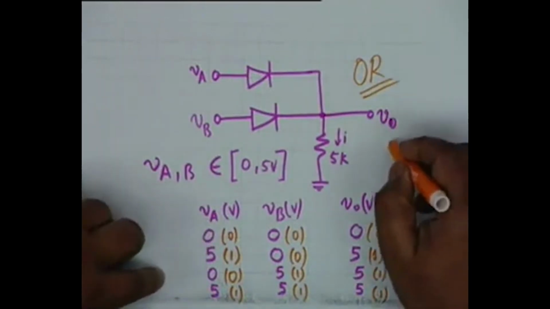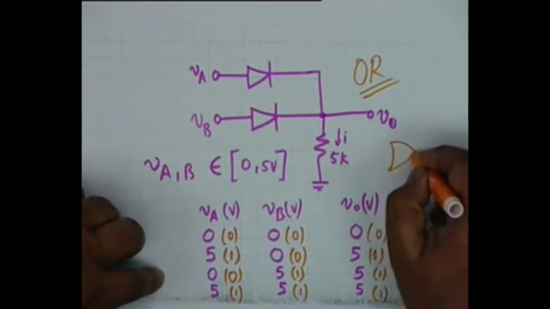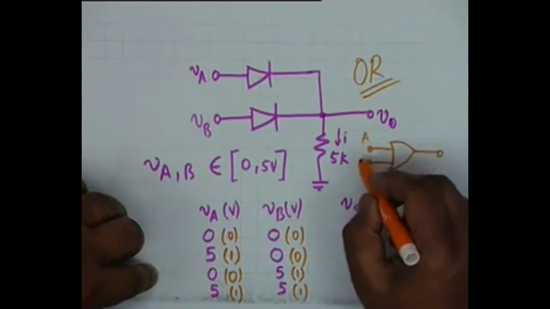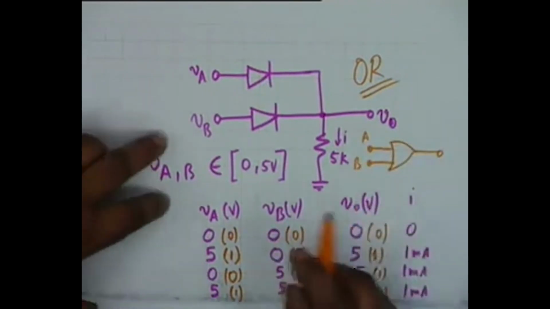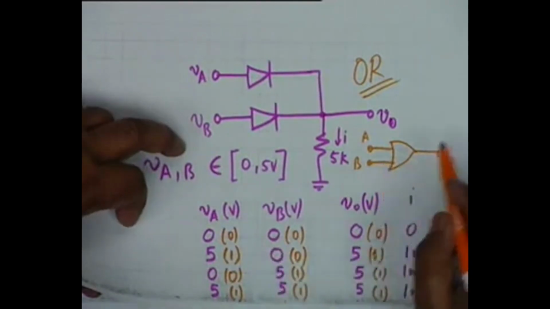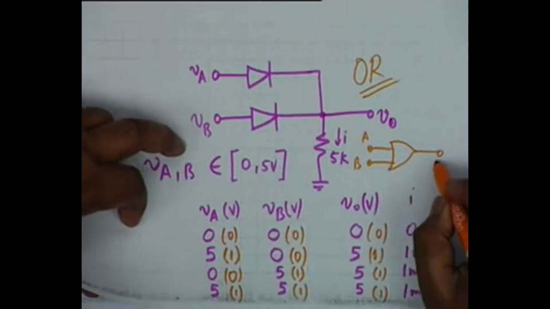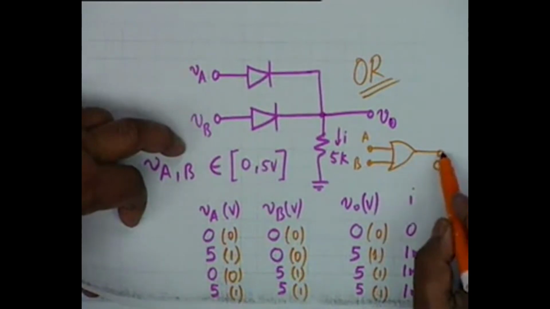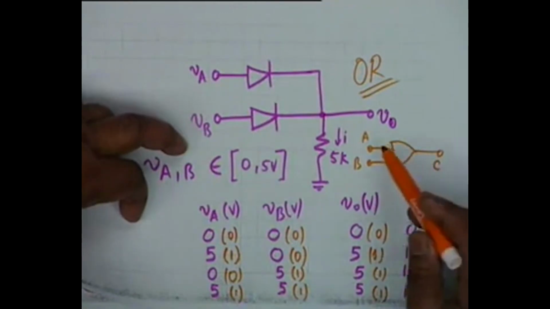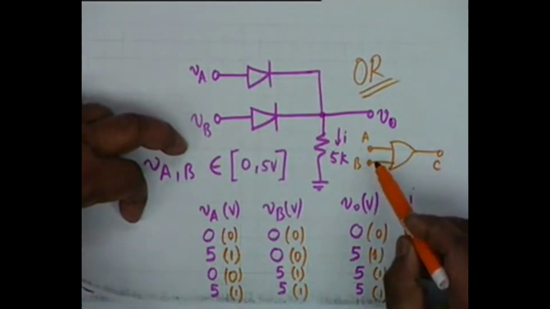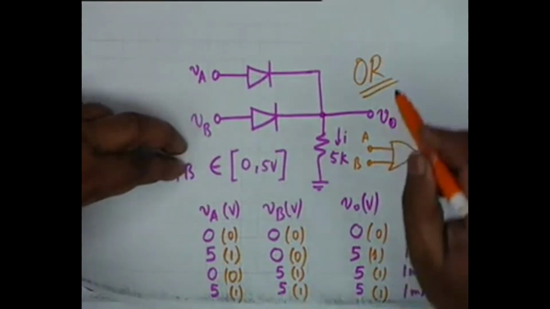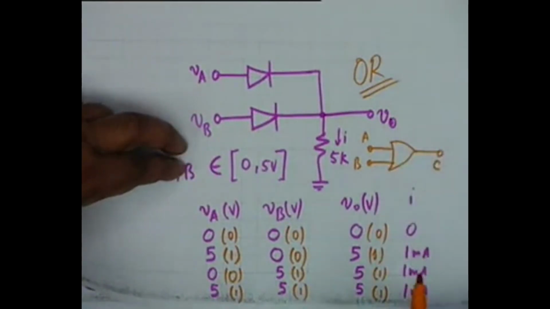And the traditional symbol for this is this. There are two inputs A and B, which are basically voltages VA and VB. The output is, let's say, C, then C is low if A and B both are low. If either A or B or both are high, then the output is high, and this is the function of the OR gate or OR logic.